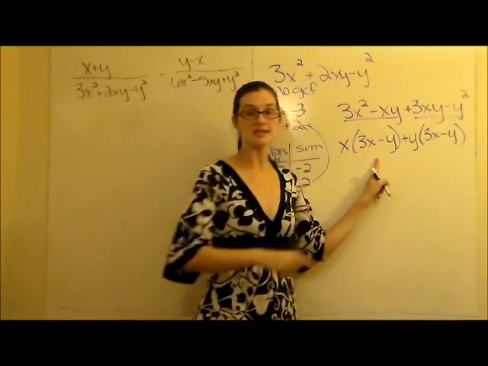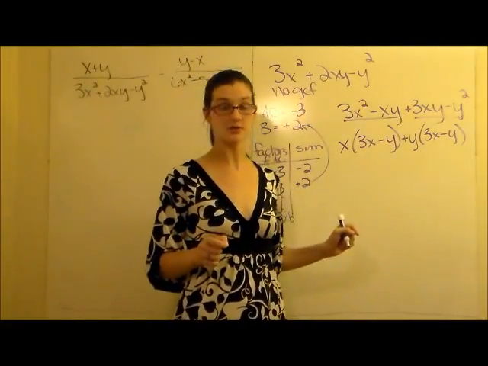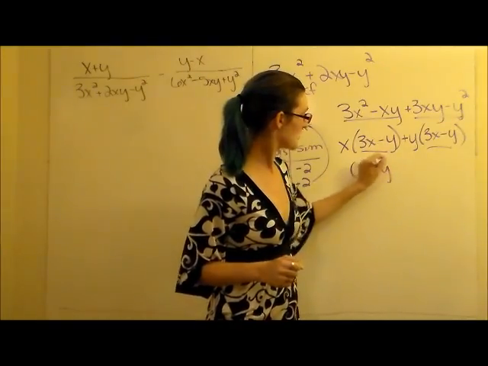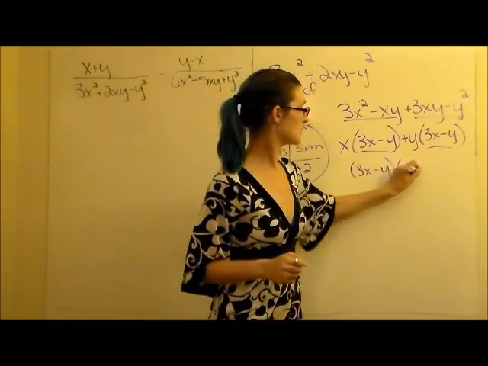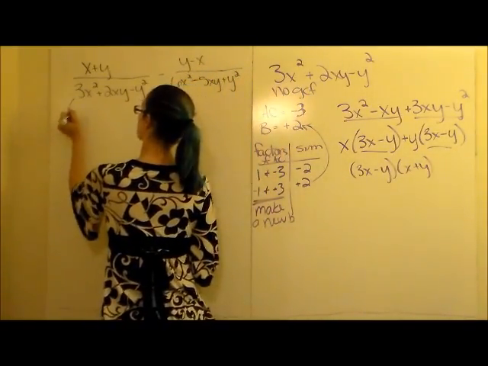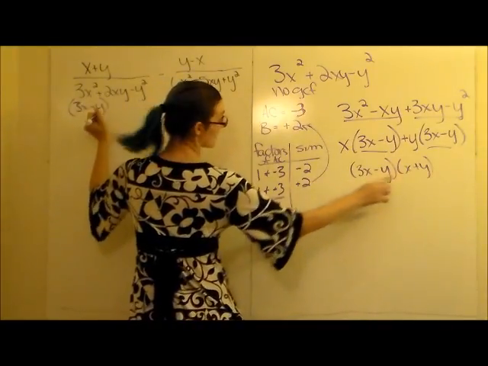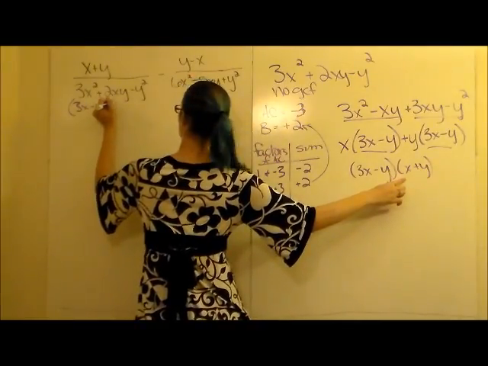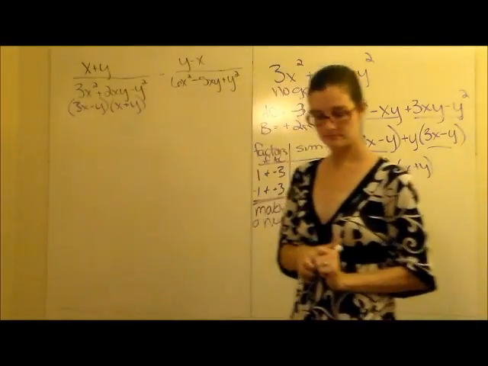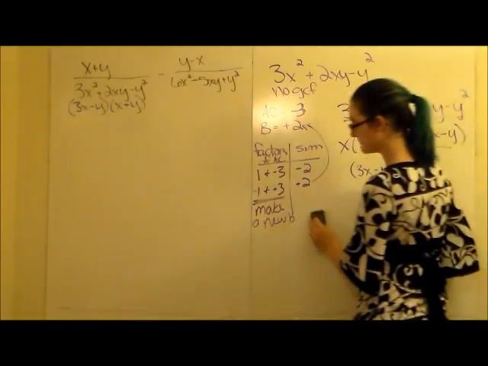Parentheses should be the same. If they're not the same, you've done something wrong. Most likely you took the wrong GCF out. If they're the same, you're going to factor that out: 3x minus y, and x plus y would be left over. So that is this one factored out. So this factors to 3x minus y and x plus y. Is that one factored? Yeah. So now I'm going to erase this so I can factor the other one.